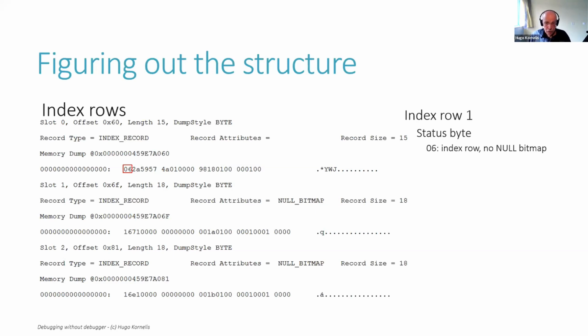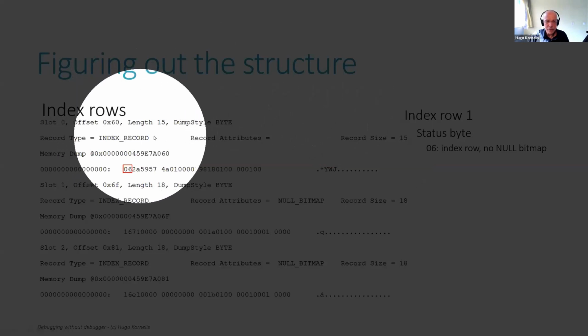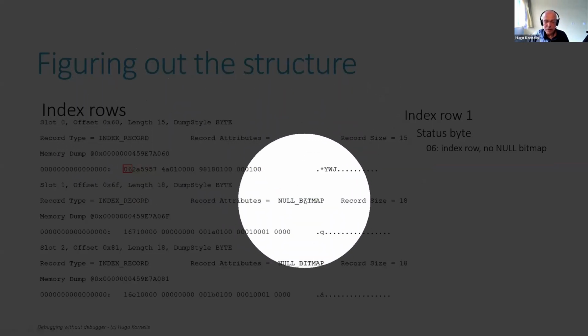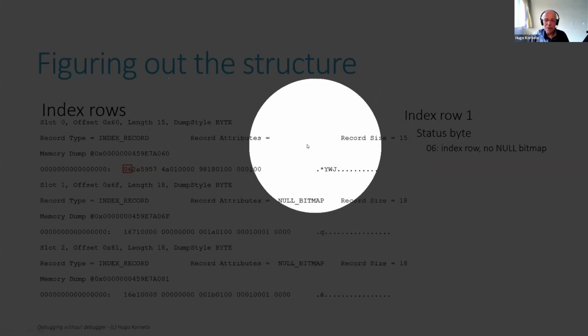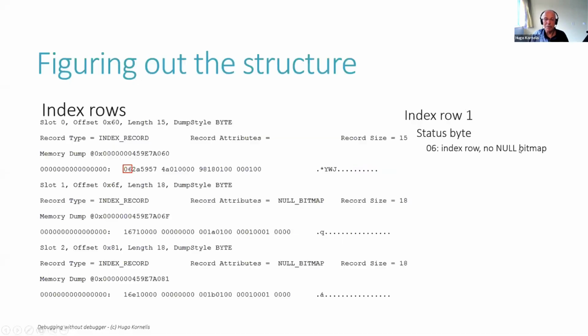That is the first thing to look at. Part of this is even interpreted by DBCC PAGE with dump style 1. You see here it says index record and it says nothing here. But if you look at the next row, you will see that there it says null bitmap. So this implies no null bitmap. Like I said, it's an index record, no null bitmap.